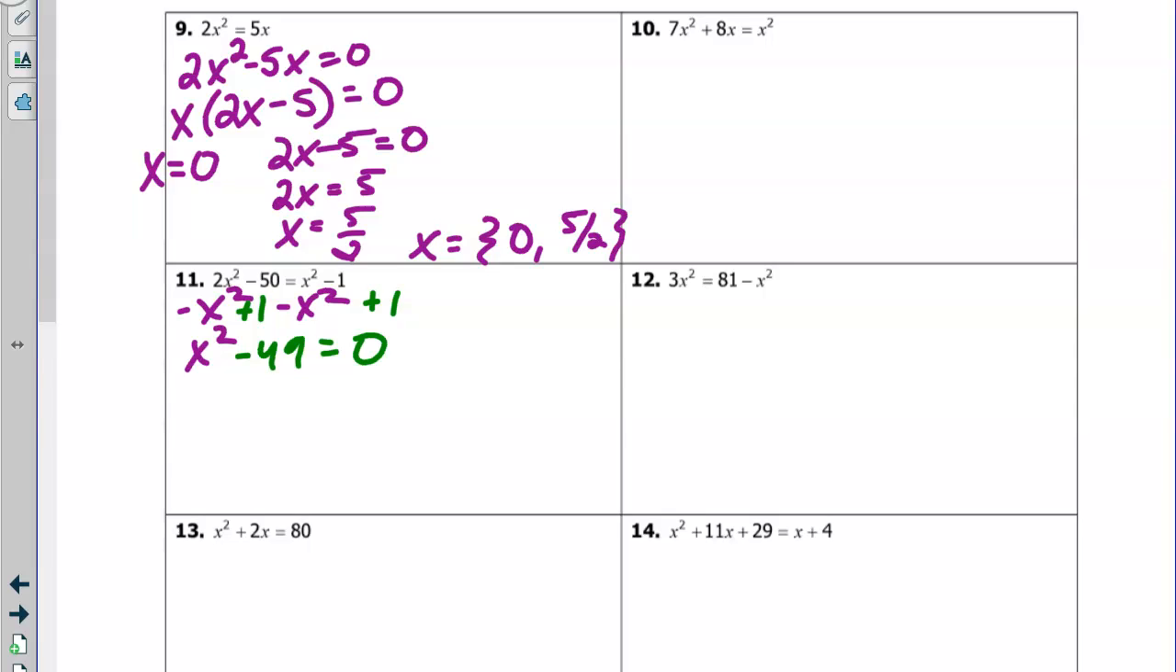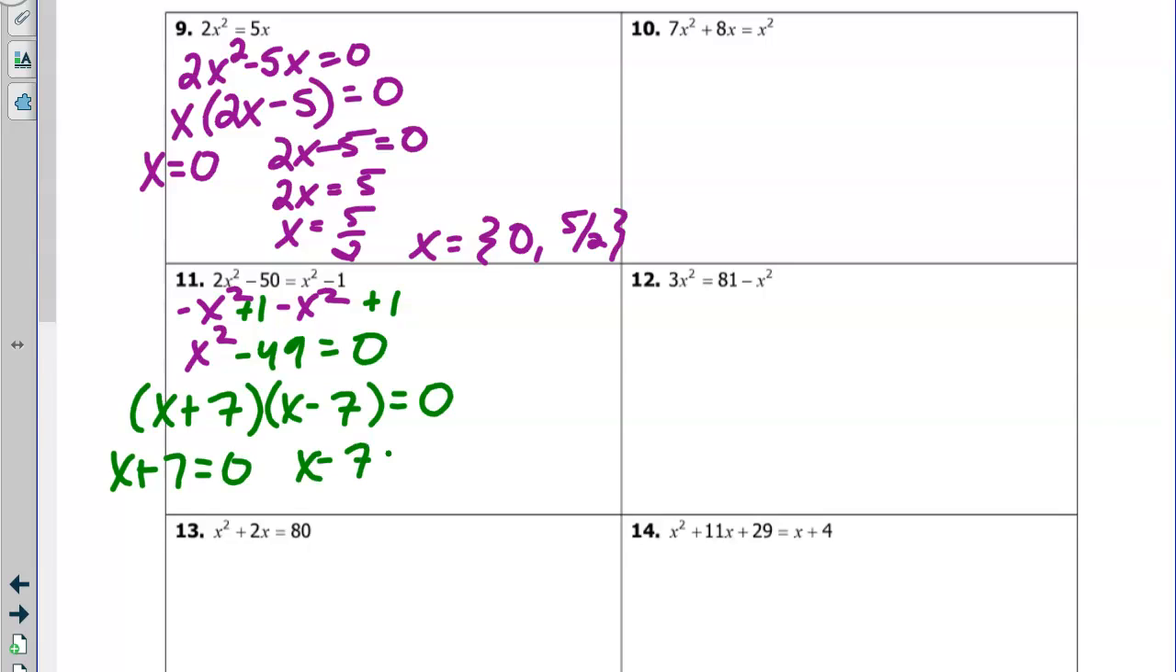How do I factor x squared minus 49? Difference of squares, good. So if I do a difference of squares, what will I get? Very good. And then we set each one equal to 0. First one will give us negative 7. The second one gives us positive 7. Negative 7, 7 for our solution.